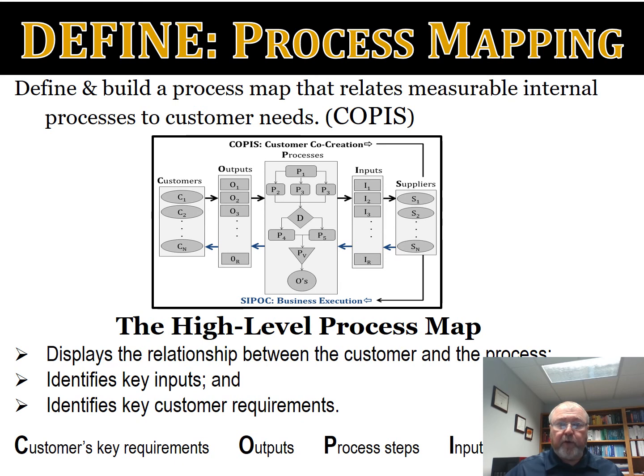So most of you have heard of something called SIPOC: suppliers, inputs, processes, outputs, and customers. And that's more or less the way that business is conducted, which is to say that we obtain things from suppliers. Those become the inputs into our processes. Our processes transform those into the outputs that are then delivered to our customers, SIPOC.